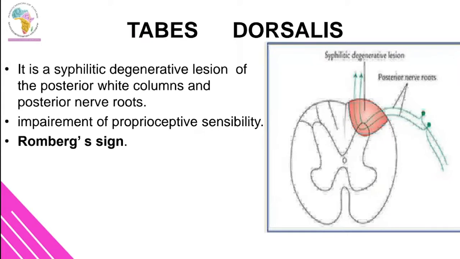They'll be unable to tell their position without opening their eyes. Yeah, so they have to look to tell, okay, this is where I'm standing. But if you tell them to stand while their eyes are closed, they might even stagger and fall. And that's what we call the Romberg sign.